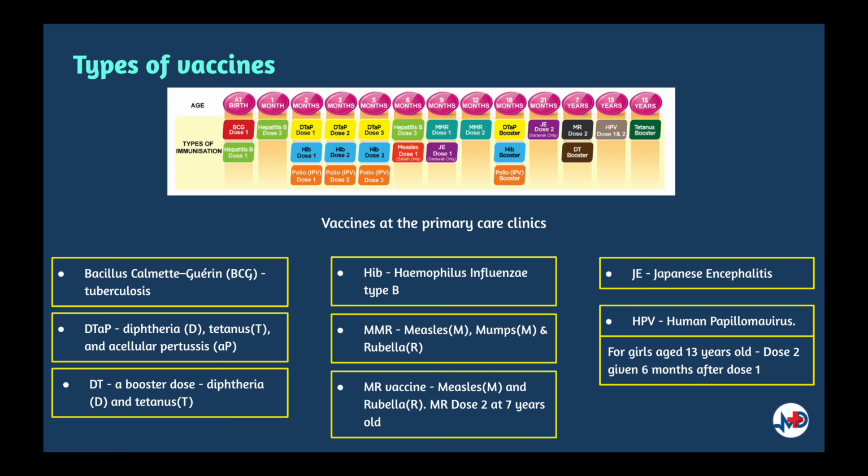JE is a vaccine against Japanese encephalitis, and this vaccine is only provided in Sarawak. And human papillomavirus or HPV vaccine, which is provided only for girls aged 13 years. Dose 2 is given 6 months after the first dose.